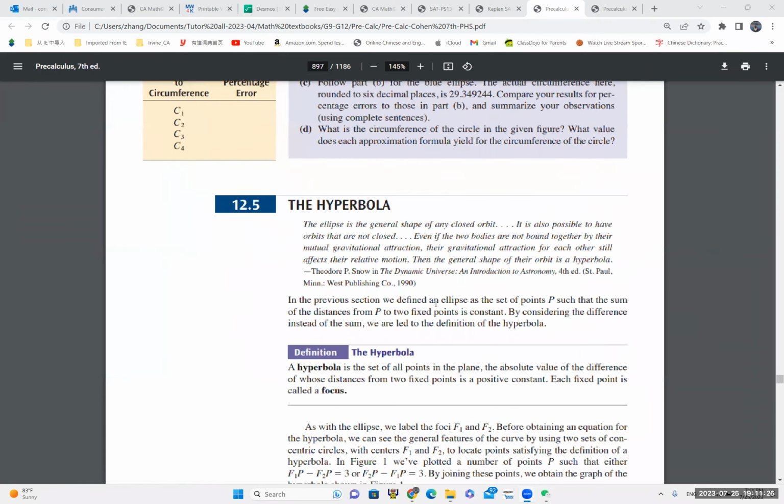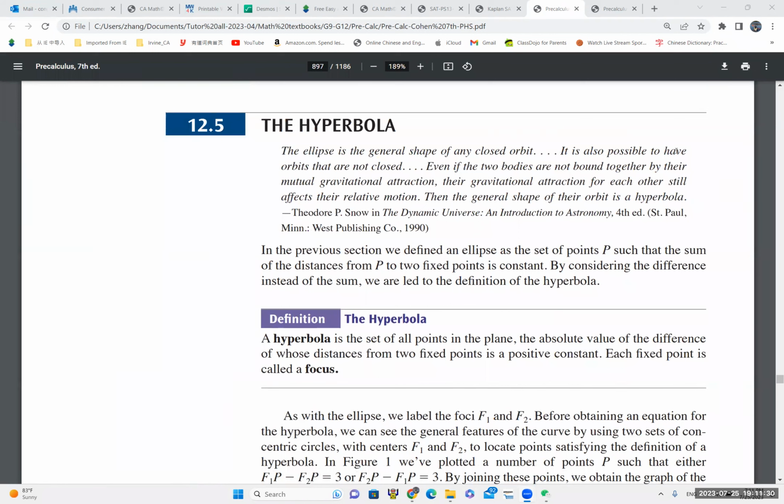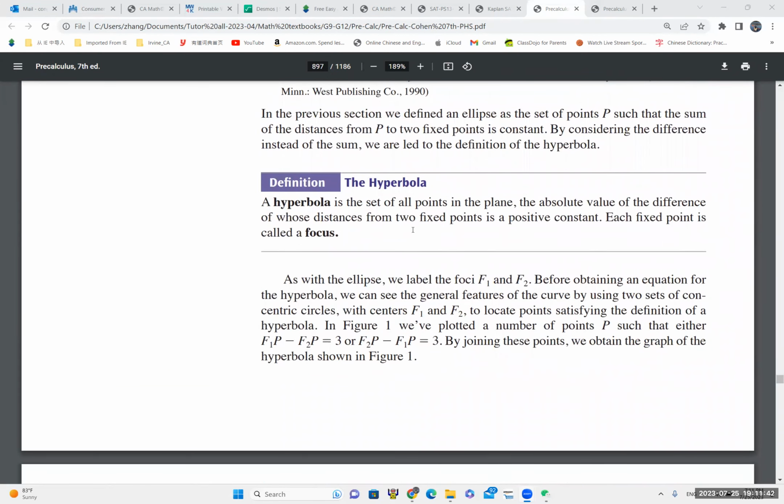Hyperbola. Curves that are not closed. Anyway, that's why we have hyperbola. See the definition: the absolute value of the difference of the distances from two fixed points. Remember the parabola means equal distance to a point and to a line, right? Here it means the difference of the distances is a constant.